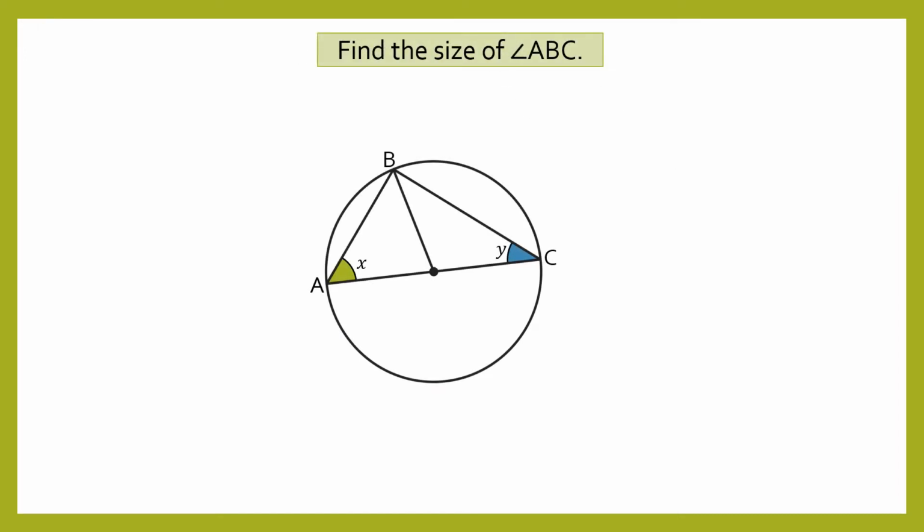Another example of the same theorem. Here a circle is given and a triangle is given. They are saying find the size of the angle B. So they are asking us to find the size of this angle B, and we have to prove again whether this angle is 90 degrees or not.